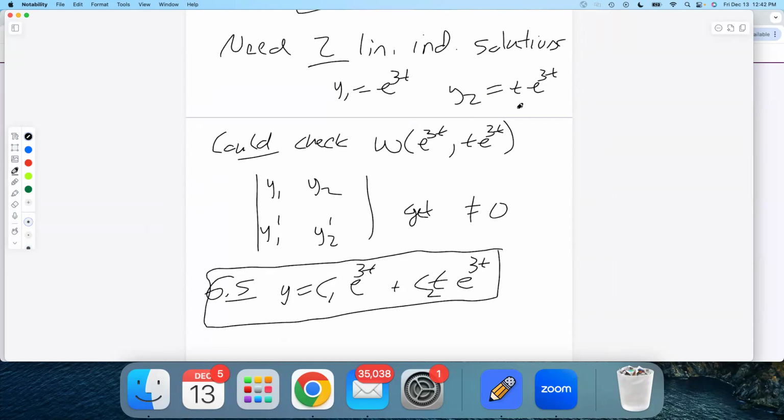Anytime we have repeated roots, this is what we're going to do. Just tack on extra powers of the independent variable. If we were using x, that would be an x. And that's a good place to stop.